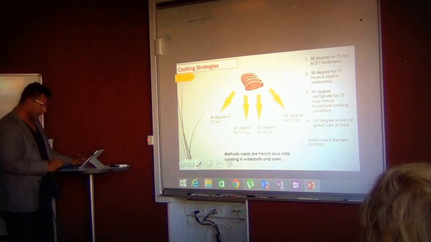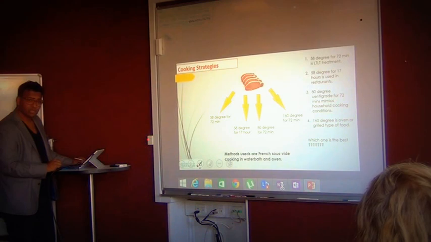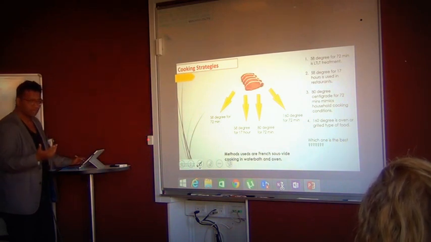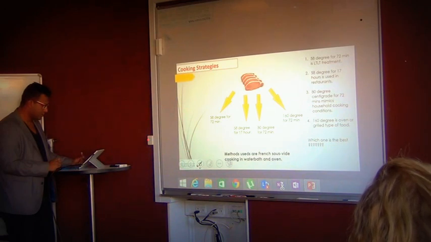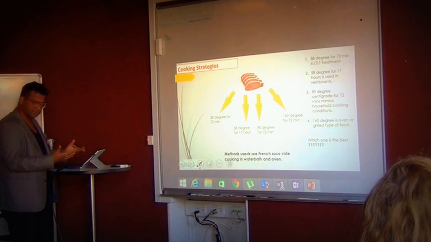The methods that we have utilized are the sous vide cooking treatment, a very popular, very old French way of cooking in a water bath. And the next one is an oven, where you can heat it up to 160 degrees centigrade and set it for a particular time. So this is how I cook my meat samples.